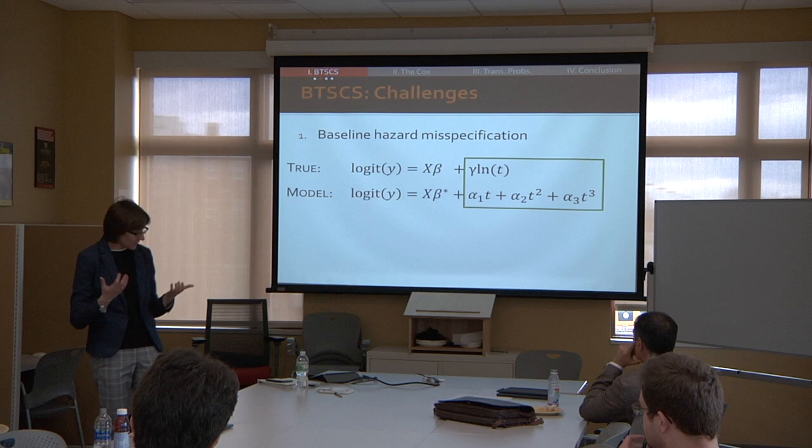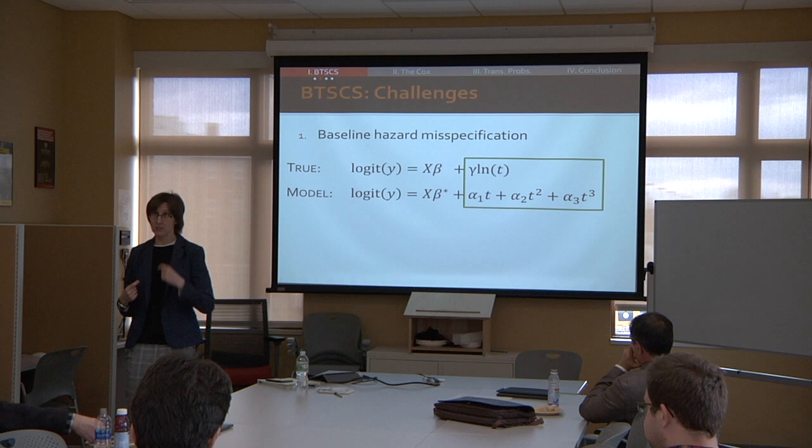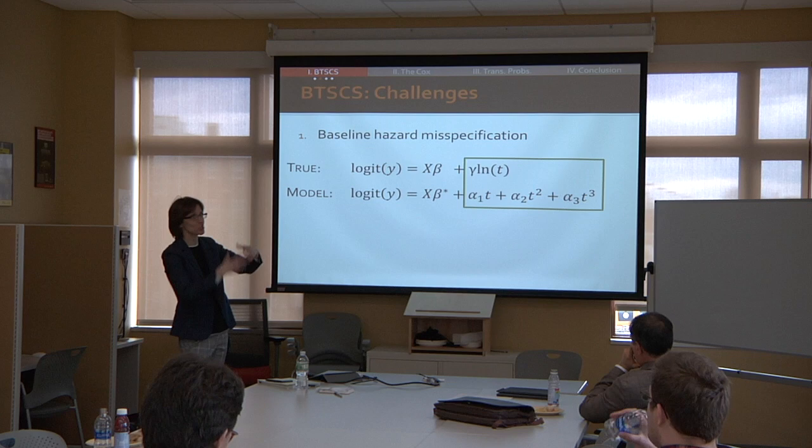an issue insofar as in the duration model literature, we talk about baseline hazard specifications a lot, right? So there are parametric duration models that, like this, have explicit expressions for time or some function of time, and they're tied to the probability of the event happening.